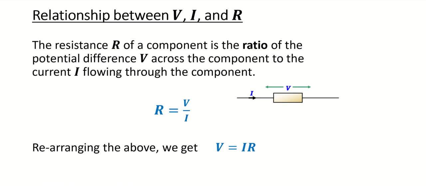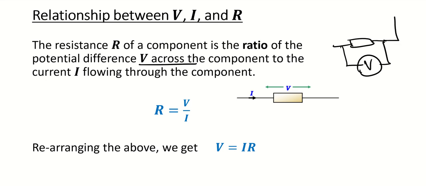So this is the relationship V equals IR. The resistance is the ratio of the potential difference V across the component to the current flowing through the component. So there is V across. Just now we talked about how the voltmeter must be in parallel, right? So this is the resistance. Then my voltmeter is in parallel.